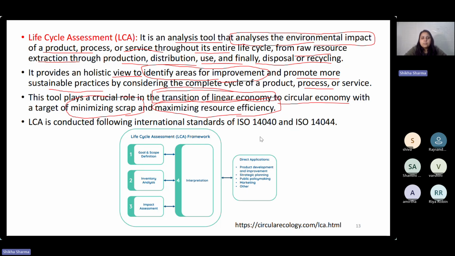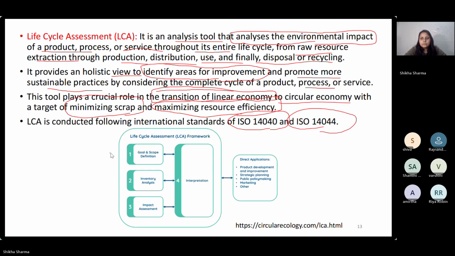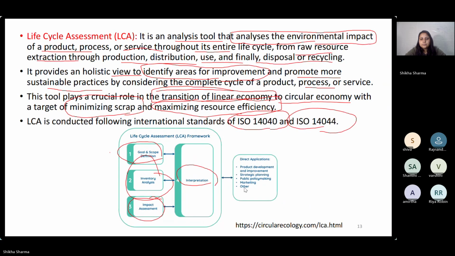LCA follows the international standards ISO 14040 and ISO 14044. The overall framework of LCA includes that we will define the goal and define the scope, and then we will do the inventory analysis, then the impact will be assessed, and interpretation is done. So this is the overall framework of LCA.